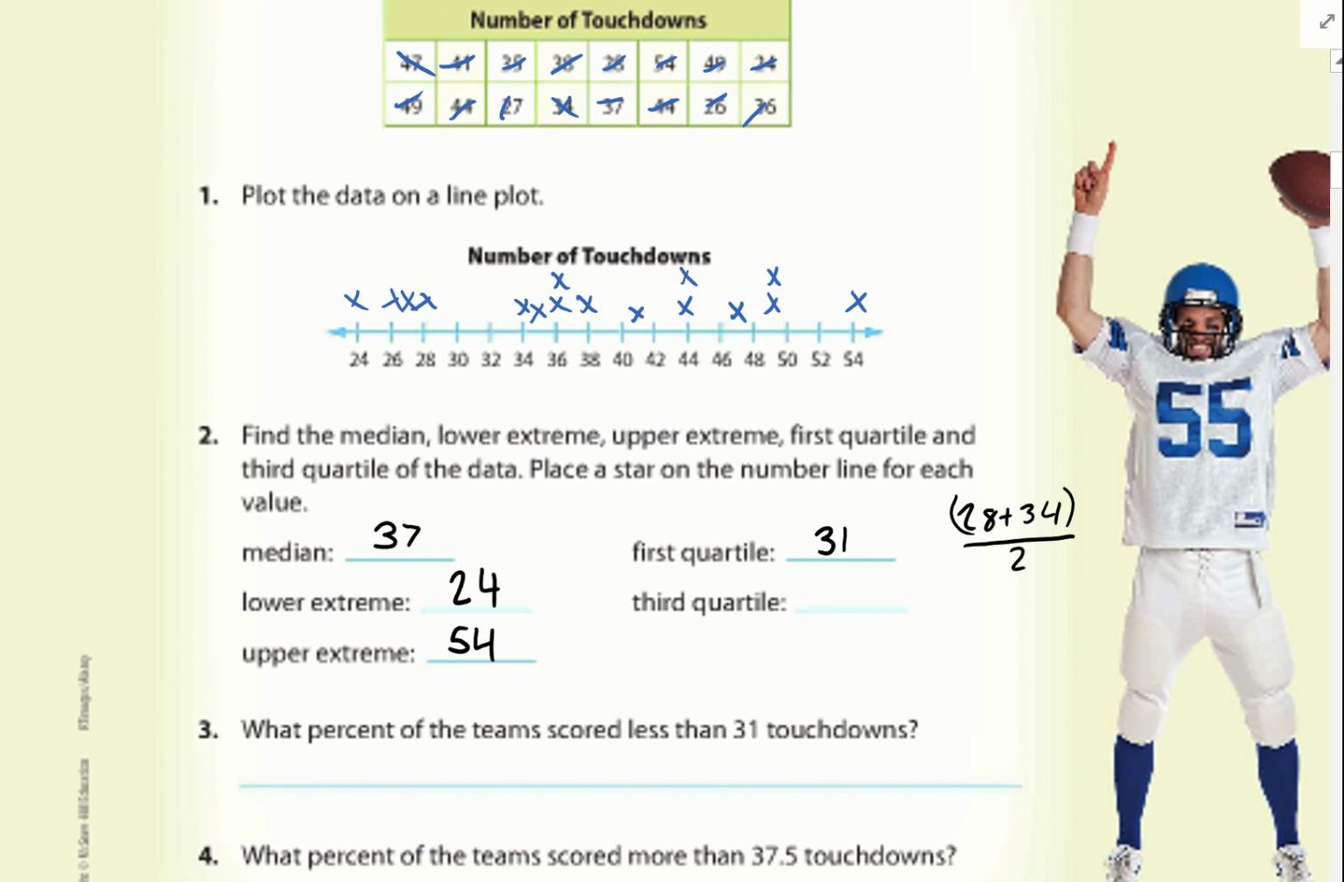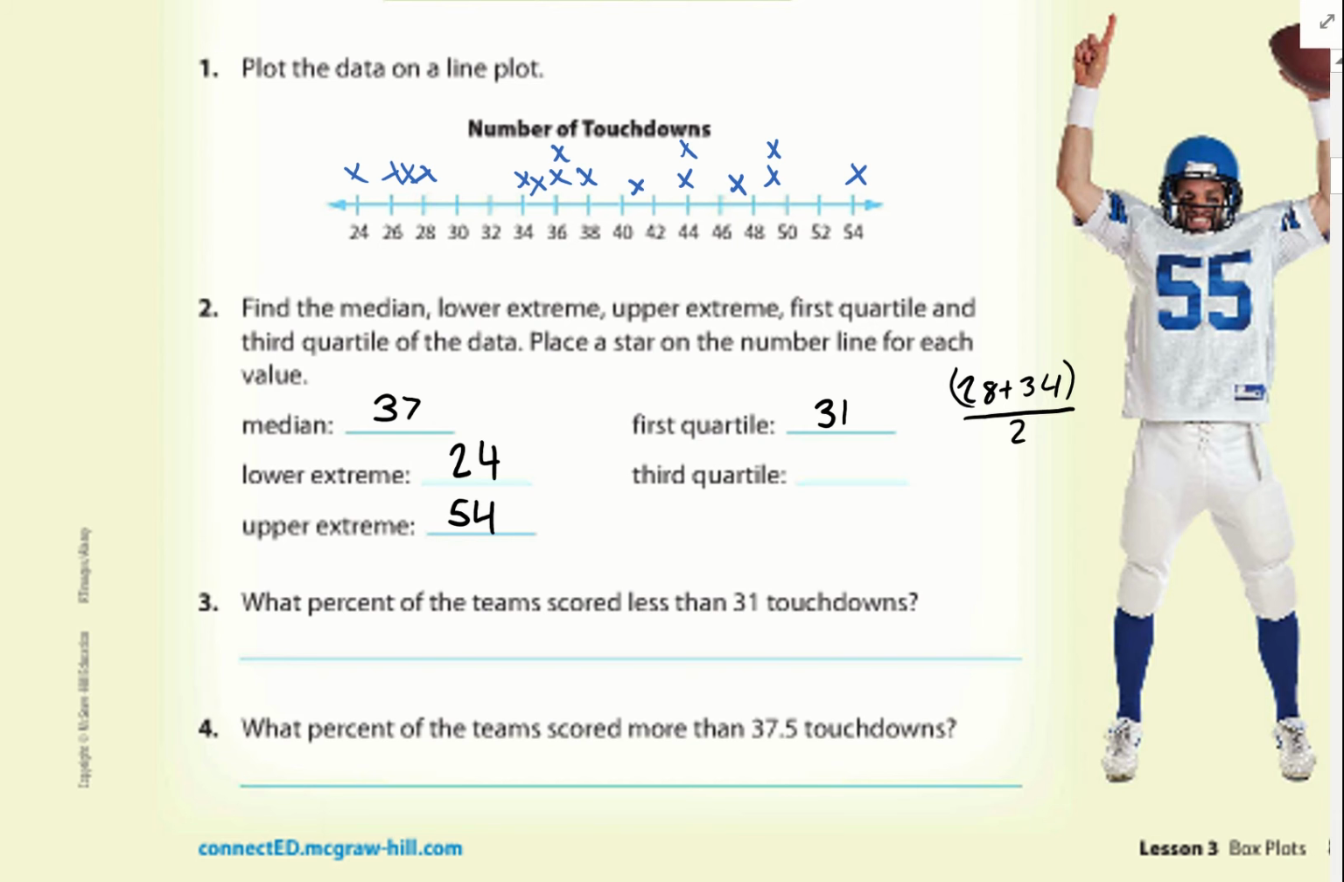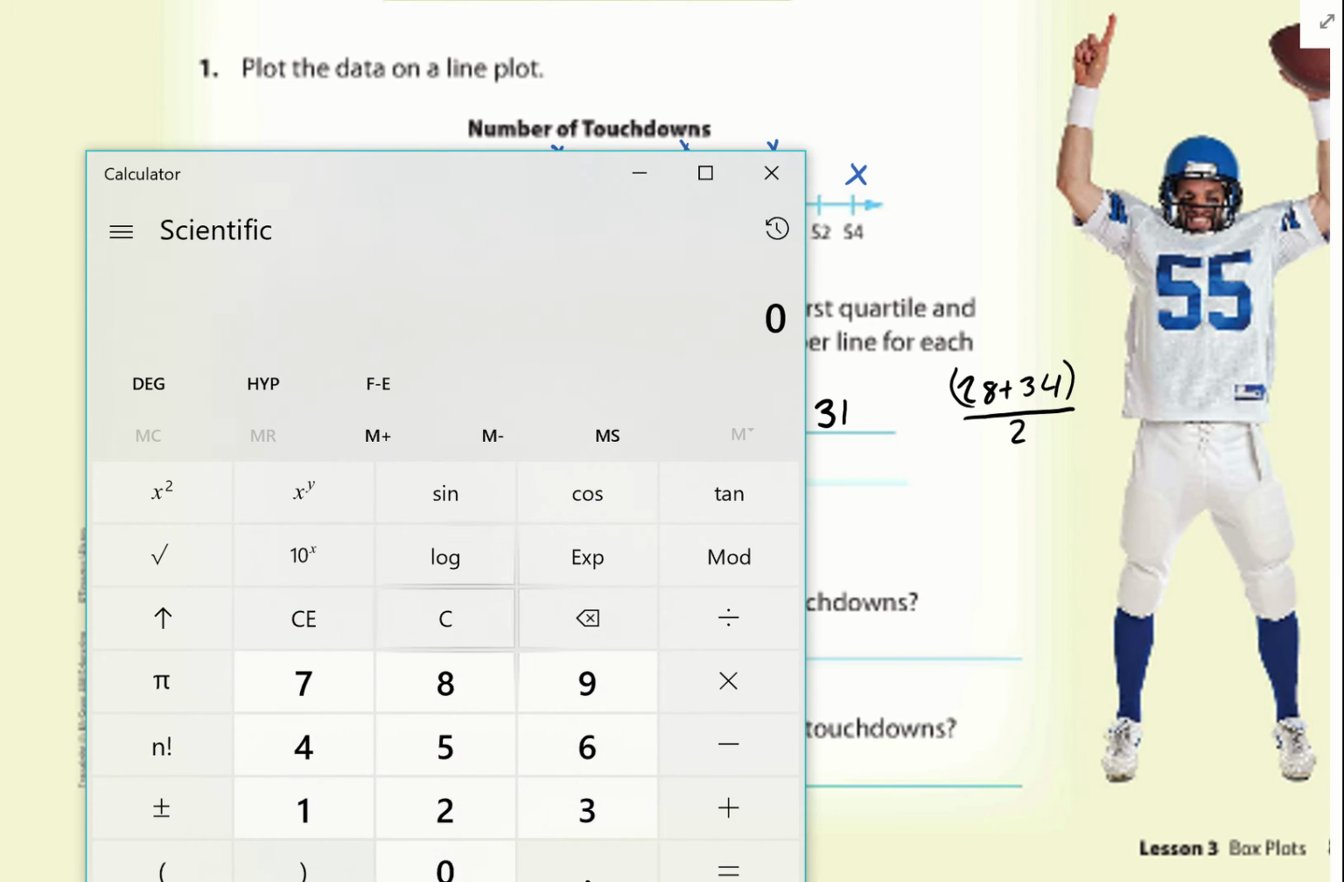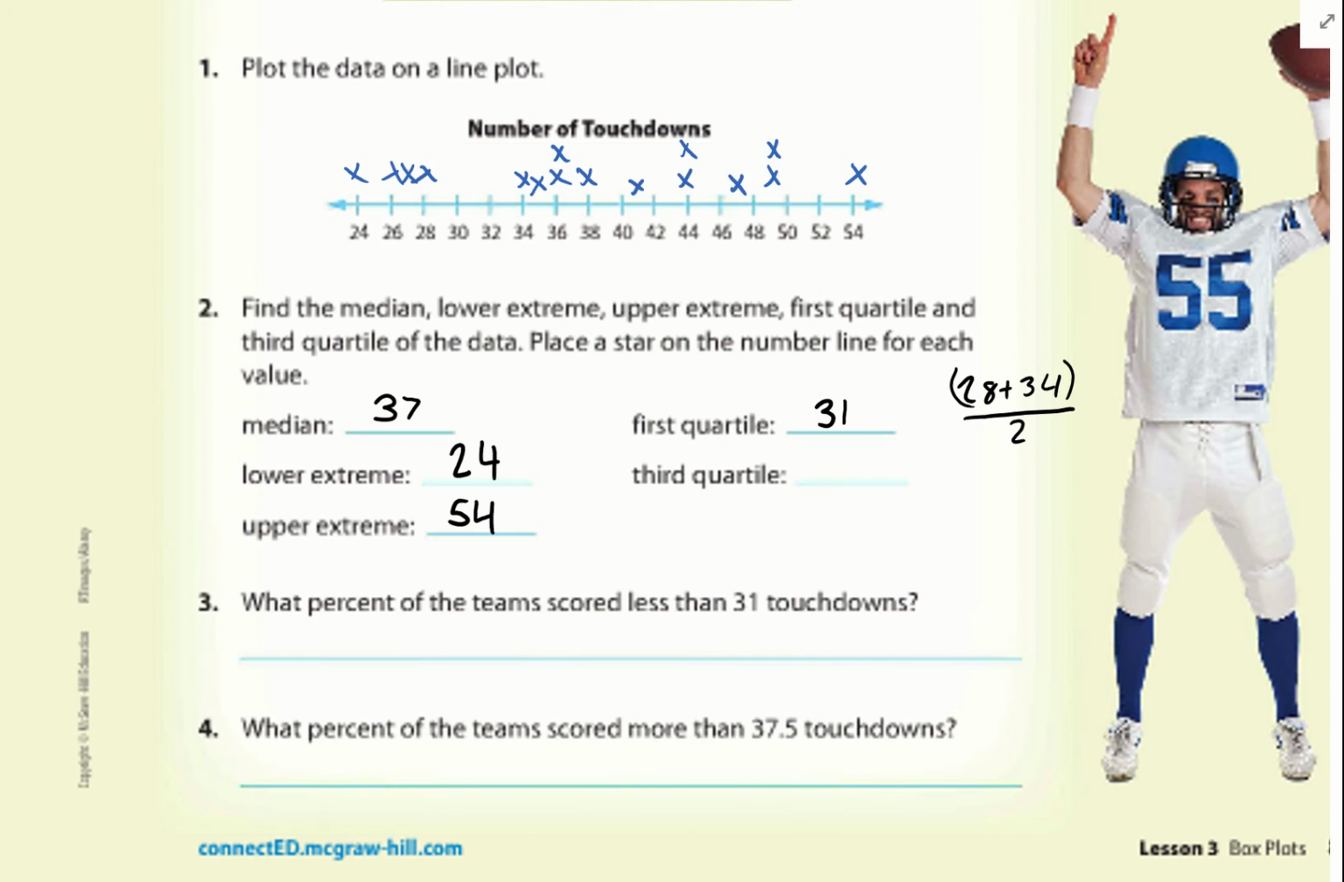My third quartile, so I'm going to take a look at my last 8 numbers. 1, 2, 3, 4, 5, 6, 7, 8. So between my 4th and 5th, I have 44 and 47. Let me use the calculator, just to make it quicker. 47 plus 44 divided by 2. Okay, shouldn't have done that. 44 plus 47 equals, so much for this being quicker, divided by 2. So it should be 45 and a half.